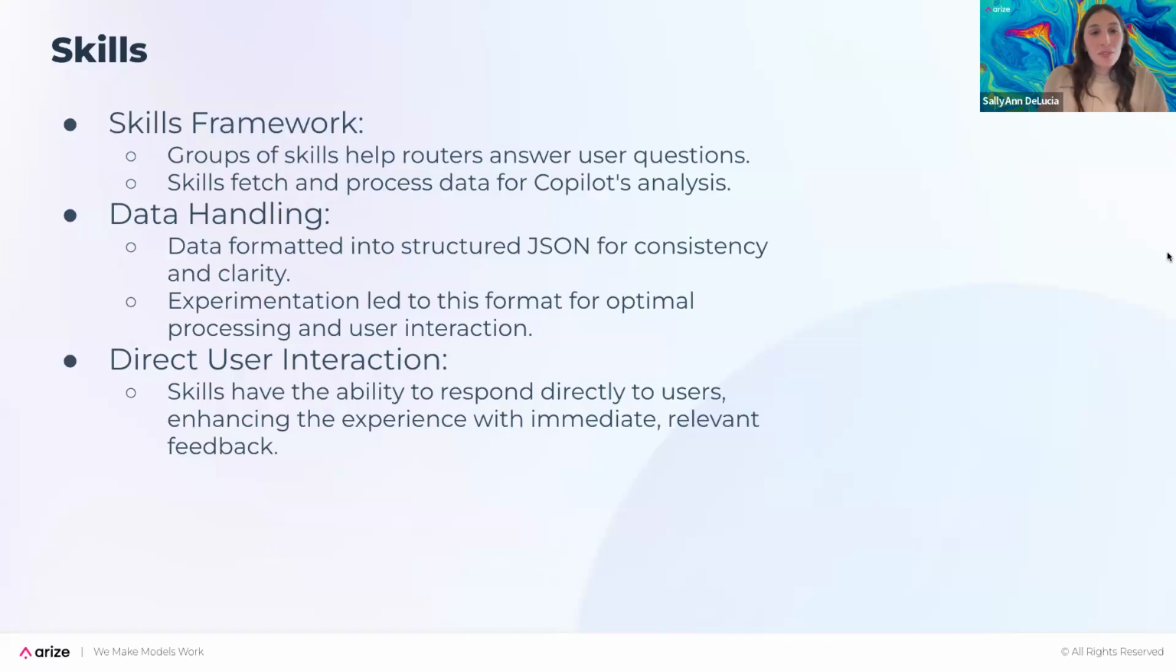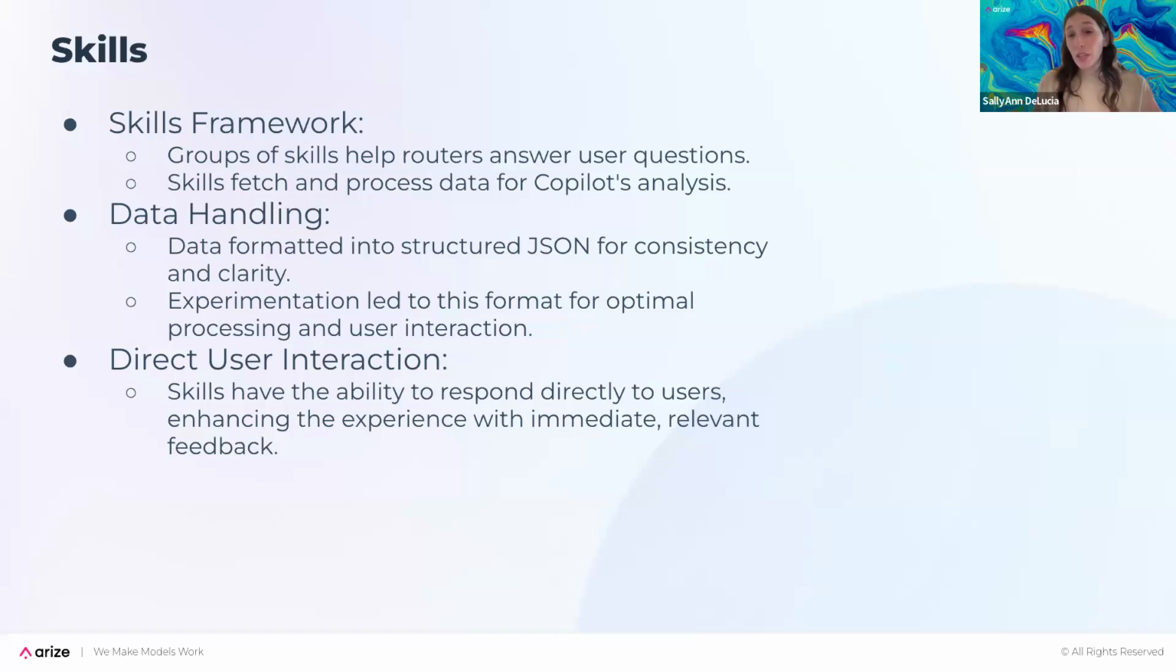Cool. Skills. I just wanted to give a little bit of insight into how our skills work. We have a group of skills that help the router answer users' questions. We have quite a variety; I don't even know if I can name or number how many we have. But at the end of the day, what the skills do is they fetch data and process it, and then Copilot does the analysis. There are some external calls or API calls, and then we're formatting that to go into a prompt, which the LLM will use to do the analysis.